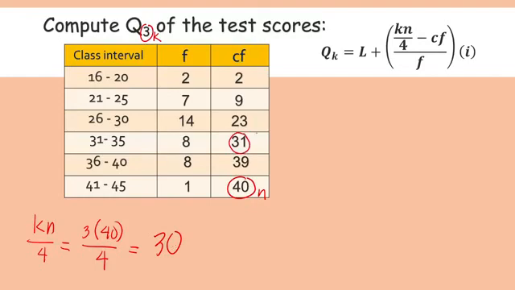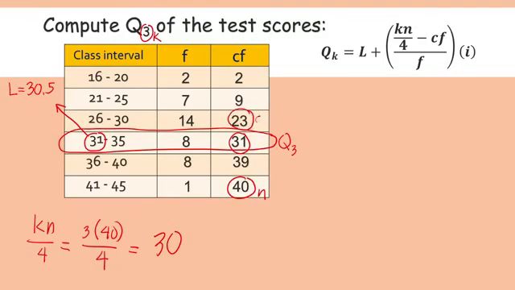So this will be the class that contains quartile 3. Using this class, this is now the value of L. What's the value of L? 30 minus 0.5, that's 30.5, sir. What about the value of the CF? 23. The value of F? 8. And the interval is still the same, 5.